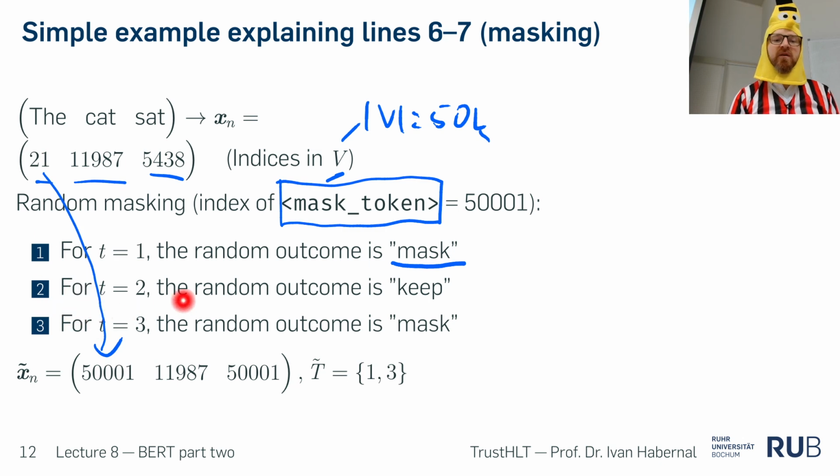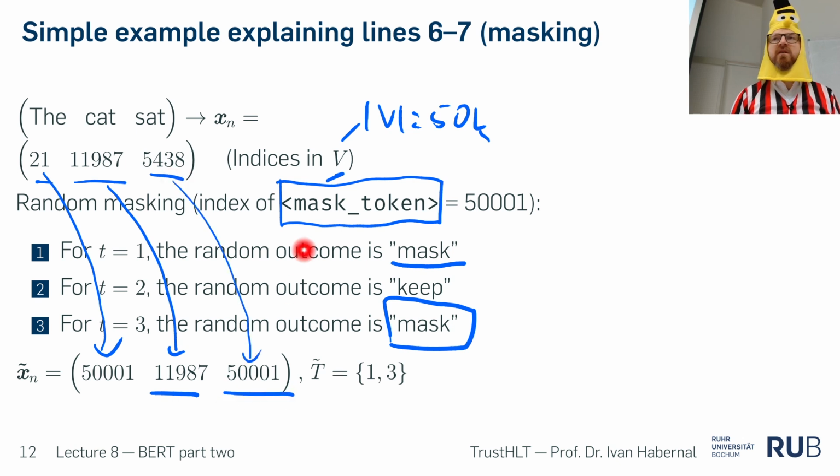Then we go to the second word, and the random outcome. We're flipping a coin, sort of, with probability 10% or 12%: we keep the word or we mask the word. The random outcome was keep, so we keep this word. We just copy the index here. Then for the third token, the random outcome is that we should mask this. So again, we turn this into the mask word 50,001. It's basically replacing random words with the index of the mask word. Okay, everybody's fine with that? Cool.